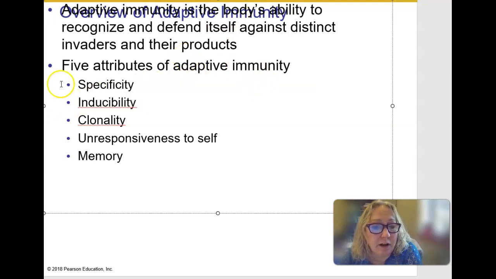Essentially, we're going to look at 5 attributes of adaptive immunity. This is in contrast to innate immunity. It is specific. It is inducible. It can clone itself. It is unresponsive to self. Remember, they had to go to self school to make sure that they didn't bind to the self. And it has memory. This is your acquired immunity. It's going to be acquired over time.